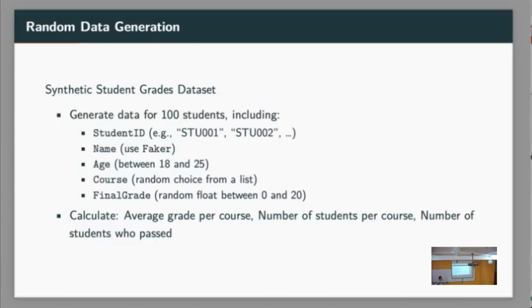Now, the challenge is to use it. You already did something in Pandas, right? More or less. Okay, give it a try. Average grade per course, so you have to filter and calculate the average. Number of students per course, filter and count. Number of students who passed, filter and count as well. So, very easy. Try it at home, and then we'll talk.